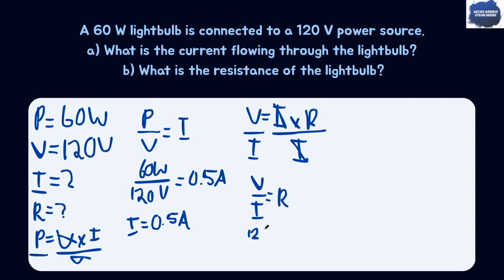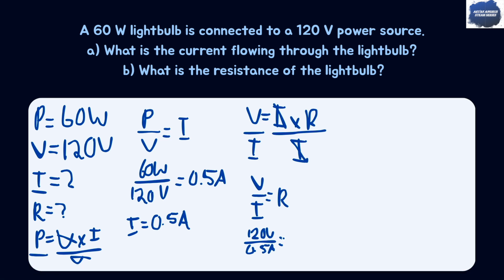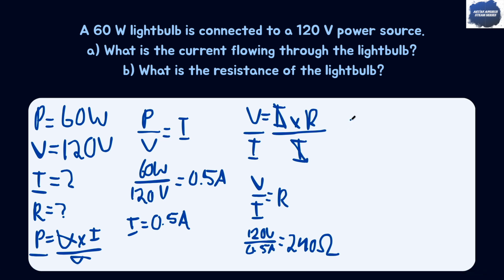So 120 volts divided by 0.5 amps equals 240 ohms. There we go. So we write, therefore, the resistance of the light bulb is 240 ohms and the current of the light bulb is 0.5 amps. That wasn't so hard, was it?